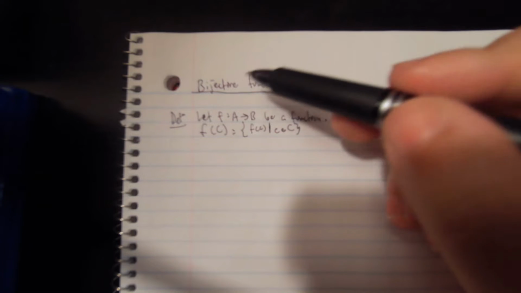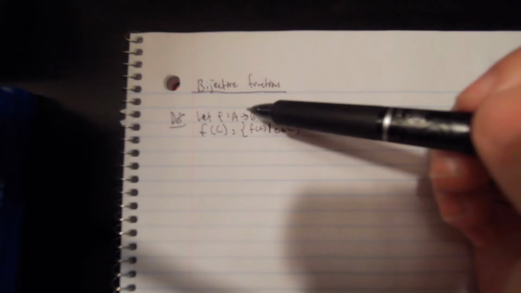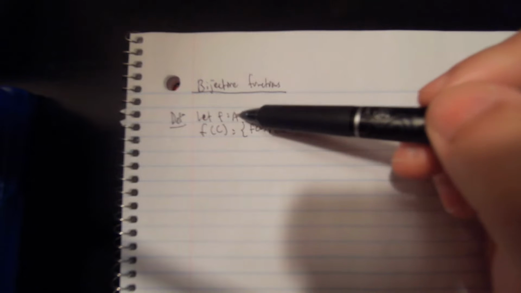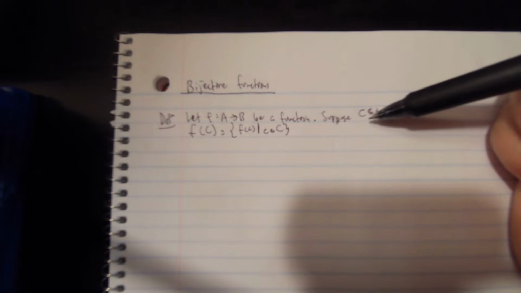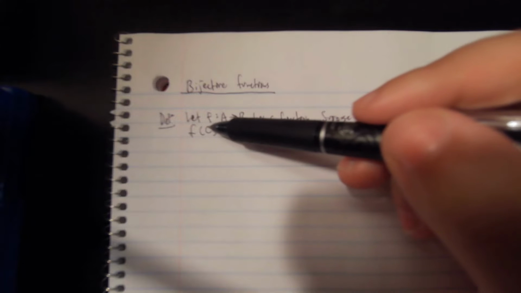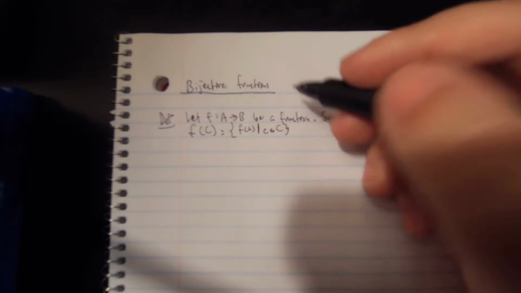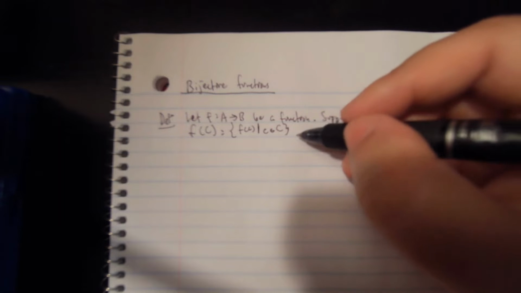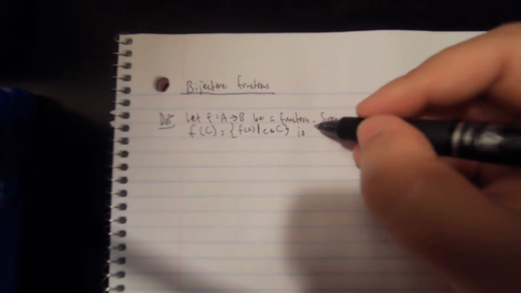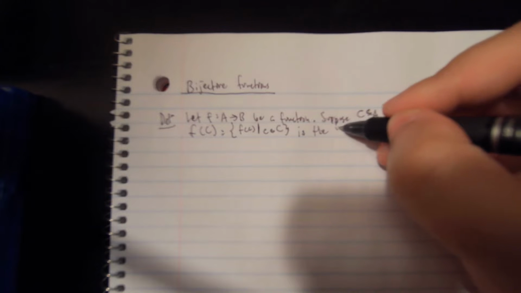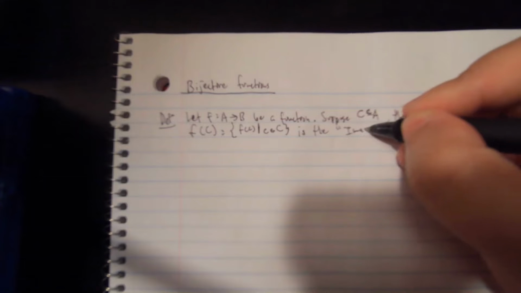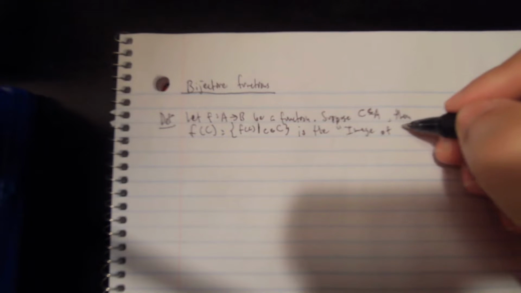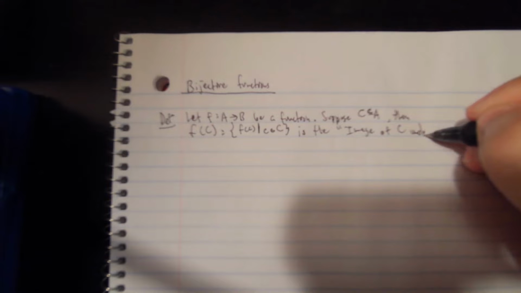Too many C's, huh? But yeah, so if f goes from A to B, meaning that we know that everything in A goes somewhere, right? And then suppose we look specifically at some subset of A, right? Then we're gonna call this the image. So this is, in quotations, the image of C under f.